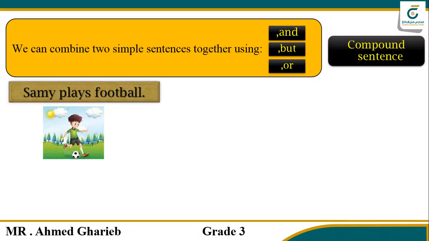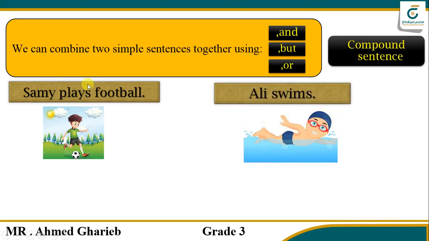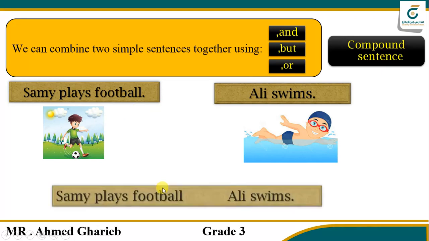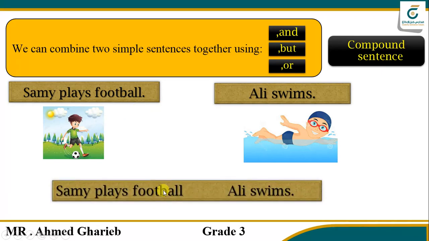Sammy plays football. Ali swims. As you see, two sentences, two simple sentences. We want now to make the two sentences just one, a compound sentence. So we are going to use and. So Sammy plays football and Ali swims. As you see, we made the two sentences just one, the compound sentence. How do you know? Because we used and.